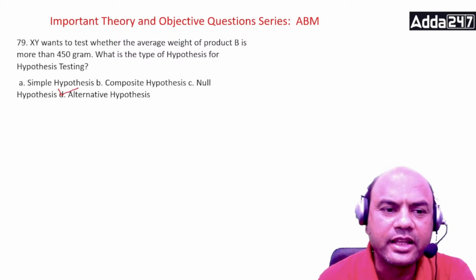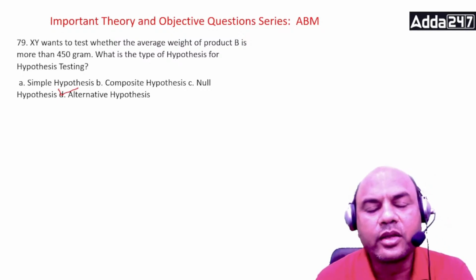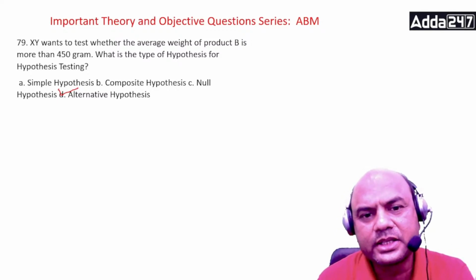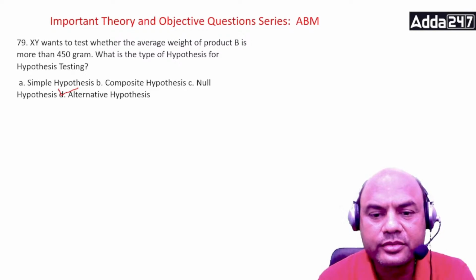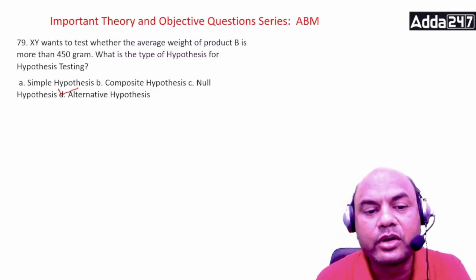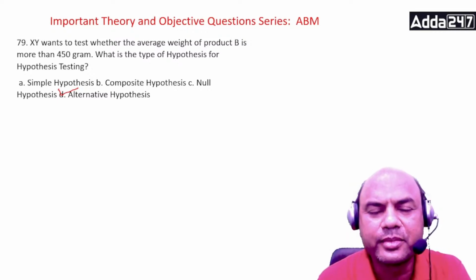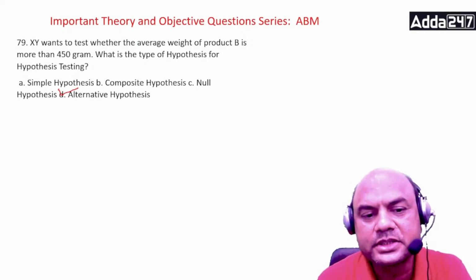The answer is D. Okay, alternative hypothesis. Now remember, there are two hypotheses. One is null and second is alternative. Null means what? It contains the symbol of equal to, less than or equal to, greater than or equal to. So this is generally the null hypothesis.